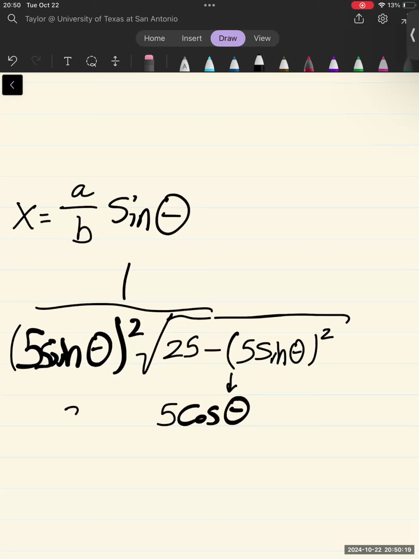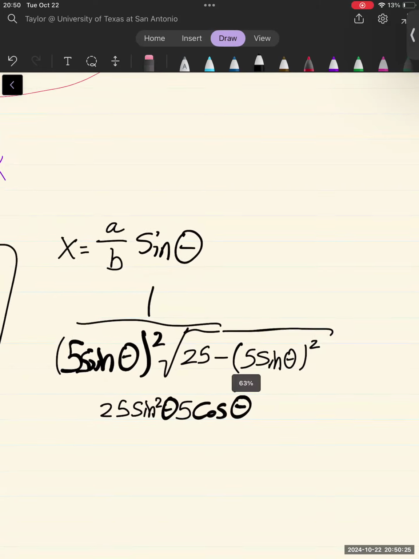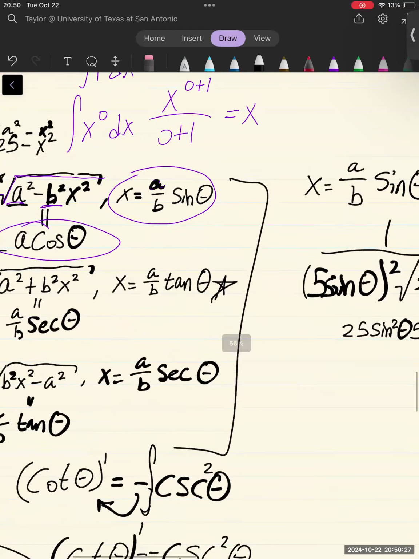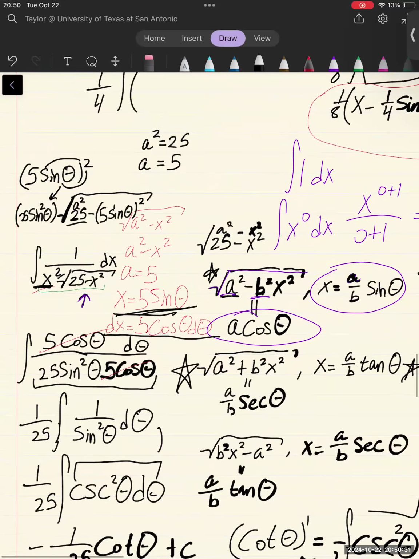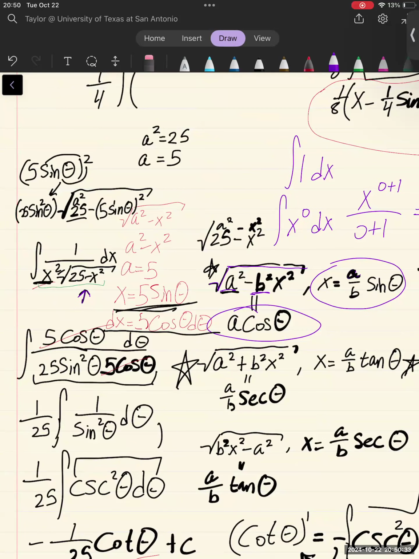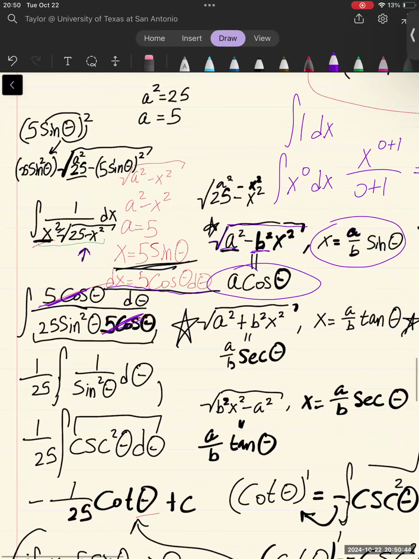And then here we have 25 sine squared theta. And then don't forget, we also had a dx term right here. And so when we plug that in, you get a nice cancellation from the numerator and the denominator, giving us 1 over sine squared theta.